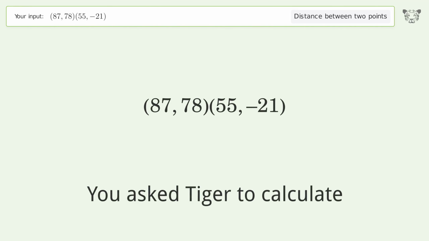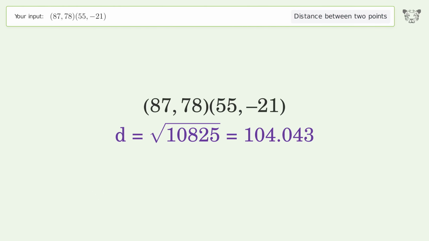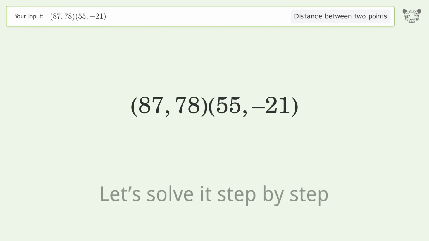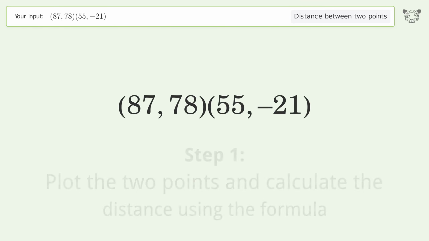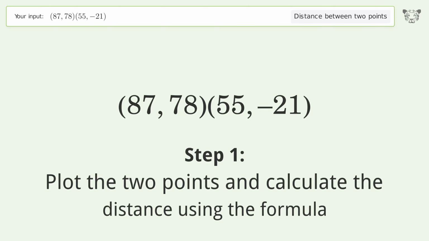You ask Tiger to calculate. This deals with the distance between 2 points. The distance between the 2 points is the square root of 10,825 or 104.043. Let's solve it step by step. Plot the 2 points and calculate the distance using the formula.